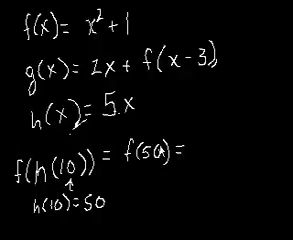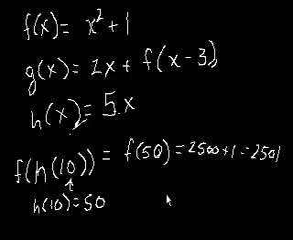And then f of 50 is, I think, pretty straightforward at this point. You just take that 50 and replace it back here. Well, it's 50 squared plus 1. Well, 50 squared is 2,500, plus 1. That equals 2,501.